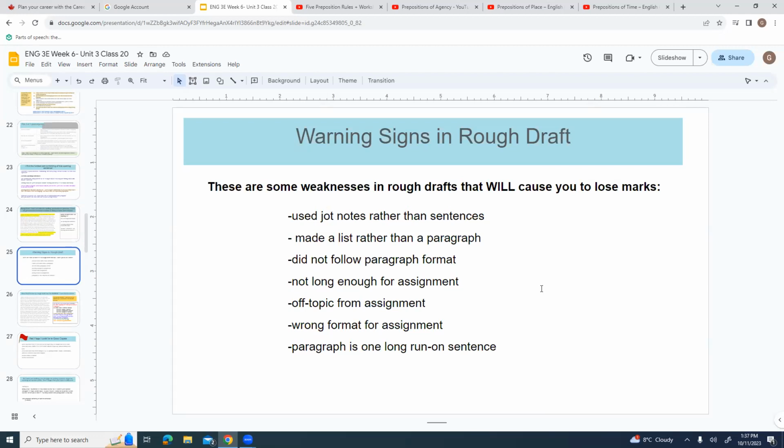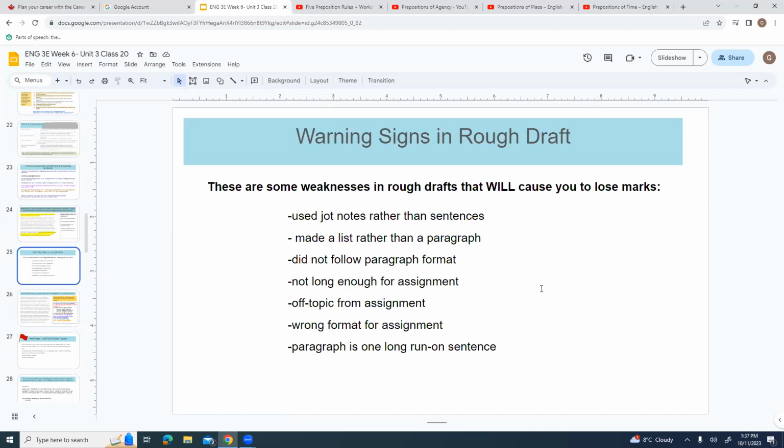Okay. If you used jot notes rather than sentences, that is not your rough draft. That is your pre-writing. If you made a list rather than a paragraph, the rough draft has to be in paragraph format. If you didn't follow the paragraph format, for example, you didn't have an opening sentence, details in the middle, and then a closing sentence, that's the thing to be concerned about.